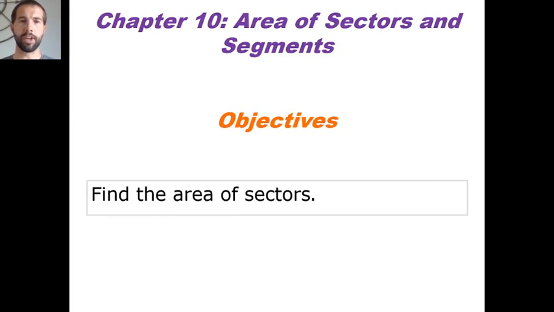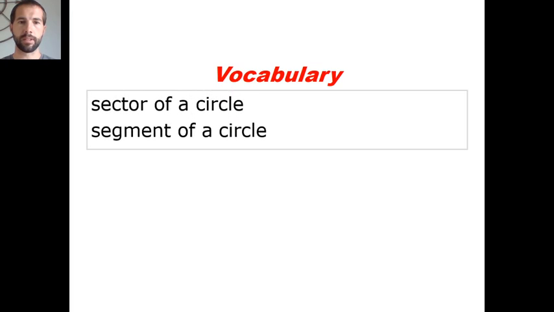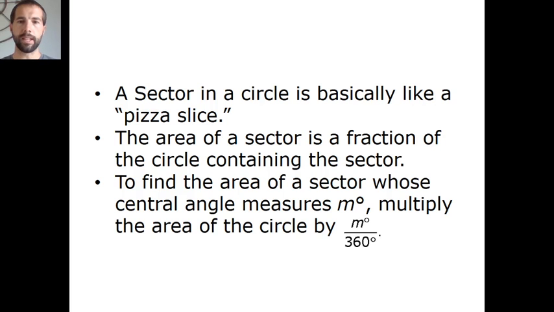Hey everybody, in today's video we're going to be continuing chapter 10 by finding the area of sectors and the area of segments in circles. So what is a sector? A sector of a circle is basically like a pizza slice. It's got the same shape as a pizza slice. It's basically if you took a slice of a circle and you only wanted to find the area of that one part. The area of a sector is a fraction of the entire circle containing that sector.